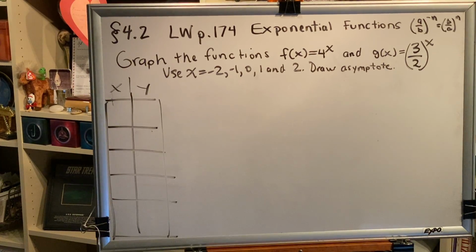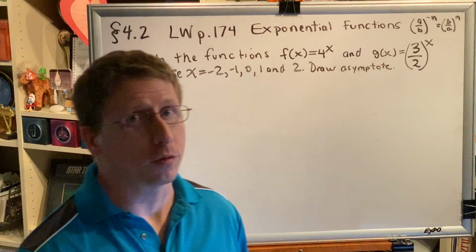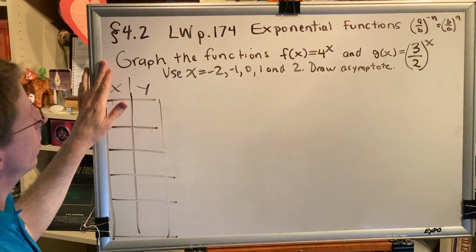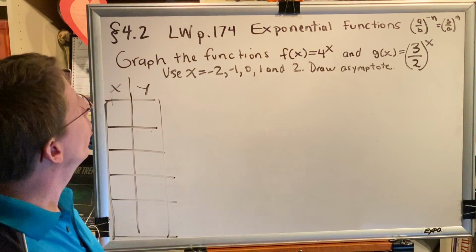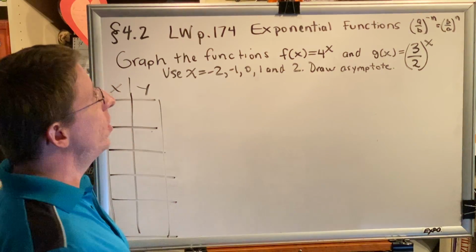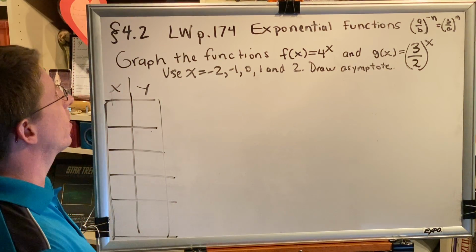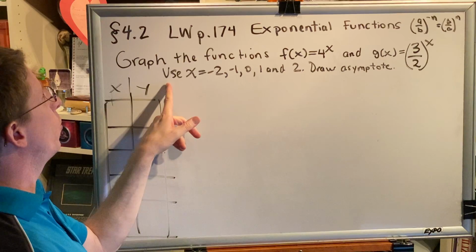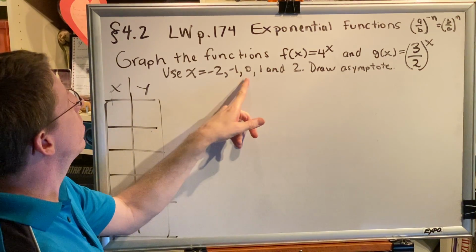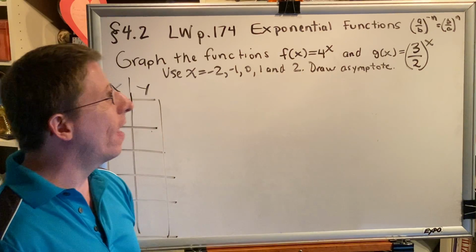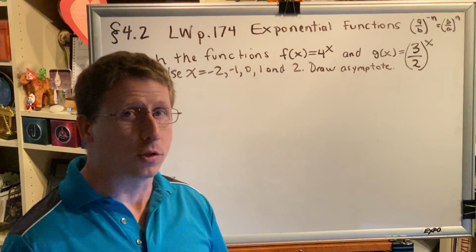Please open in your learning workbook to page 174 as we solve some ALEKS problems involving this learning objective, graph exponential functions. Alright, here are two problems. Graph the functions f of x equals 4 to the x power and g of x equals 3/2 to the x power. The instructions say that we should use the following values for x: -2, -1, 0, 1, and 2, and that for each graph we should draw the asymptote.